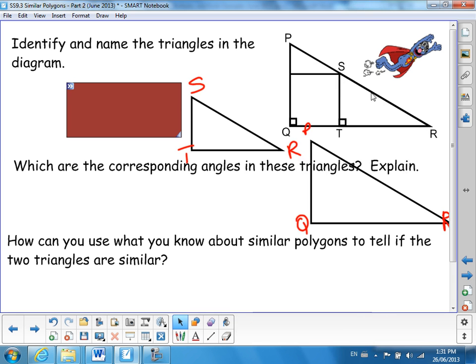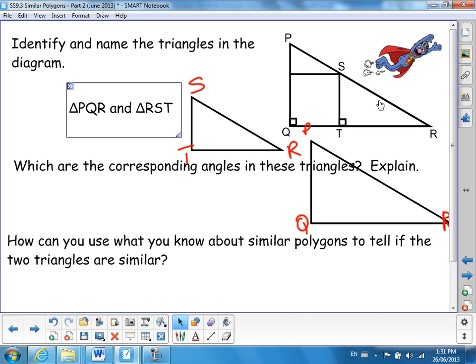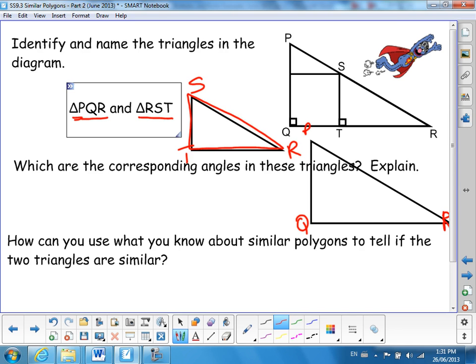Okay, and when you name triangles, you actually write a triangle symbol, and then you need three letters to describe that triangle. PQR would be the big one, and triangle RST would be the small one. It doesn't matter what order you put the letters in. I could also name this triangle here, triangle SRT. That would still be the same triangle.